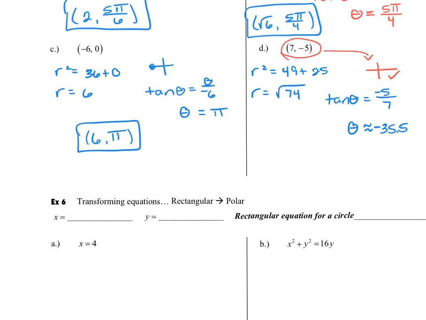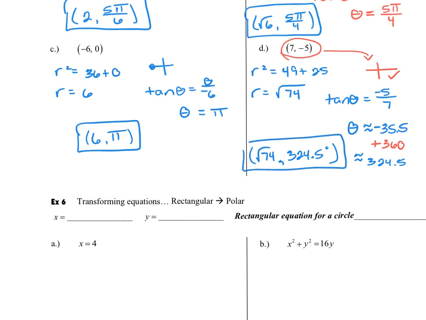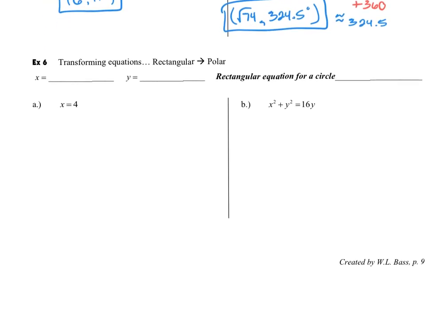We want to write our polar, when we're converting, we want to write those polar angles as a nice positive angle. So I do want to convert that to its coterminal angle, and I'm going to write that then as an approximately 324.5. So pulling that together, my polar form is the square root of 74, if it's simplified, I would do that, and 324.5 degrees.